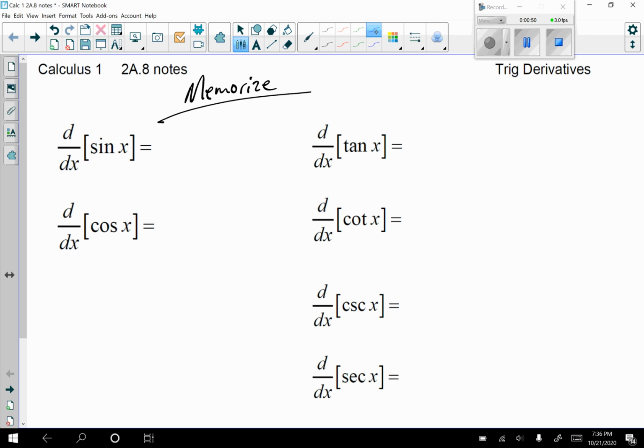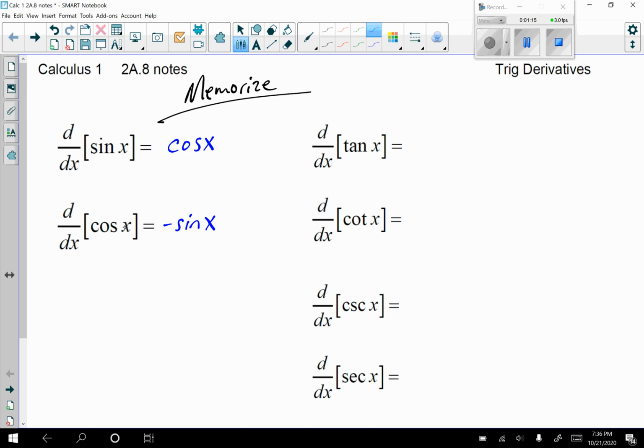Okay. You already know the first ones. The derivative of sine, for example, is... That's right. We know that it's cosine x. Cosine was negative sine x. All the cofunctions, if you remember from last year, are negative. So cosine and negative sine.